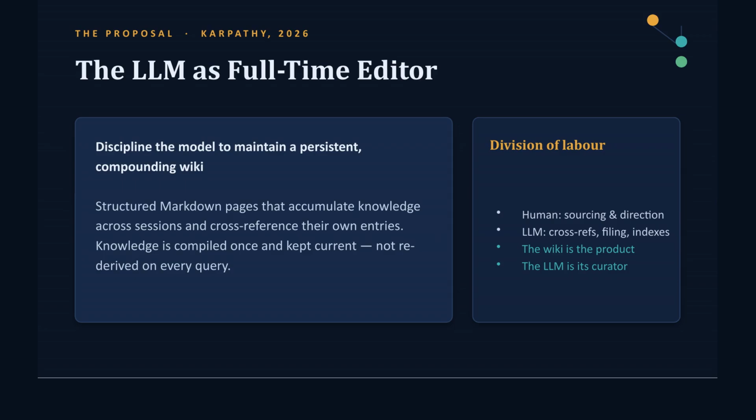This is the heart of Karpathy's April 2026 proposal. Rather than querying a model anew for every task, you discipline it to maintain a persistent, compounding wiki, a structured set of markdown pages that accumulate knowledge across sessions and cross-reference their own entries. The human handles sourcing and direction, the language model handles the tedious bookkeeping, updating cross-references, filing changes, keeping indexes current. The wiki is the product. The LLM is its disciplined curator. The maintenance stays cheap because the curator never gets bored.